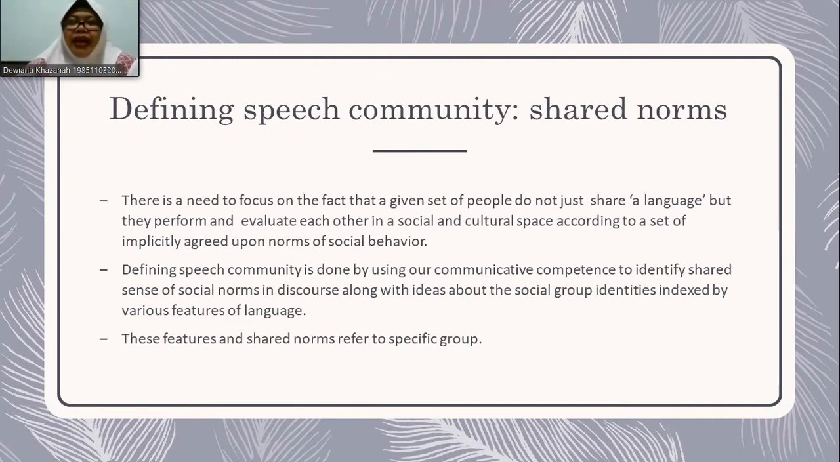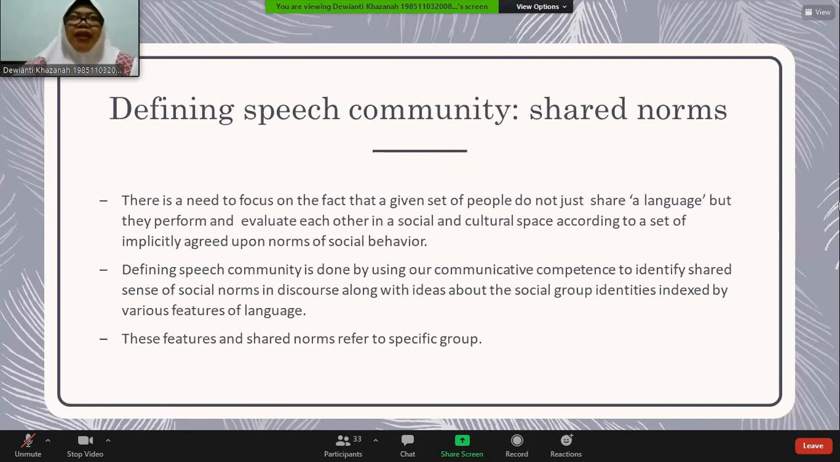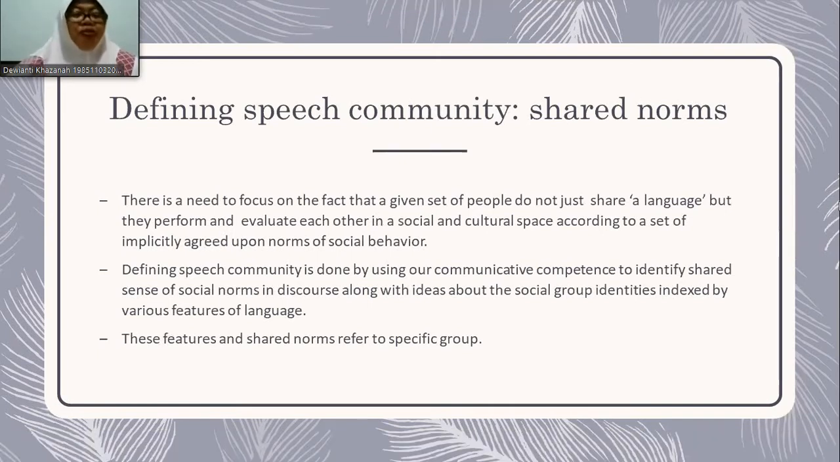Shared itu berarti satu anggota dengan anggota yang lain itu punya pengetahuan yang sama dan melakukan norms yang serupa. Okay, now there is a need to focus on the fact that a given set of people do not just share a language. Jadi dalam kelompok itu mereka tidak cuma punya bahasa yang sama, but they perform and they evaluate each other in a social and cultural space according to a set of implicitly agreed upon norms of social behavior.